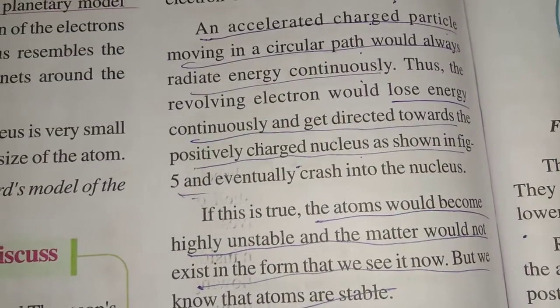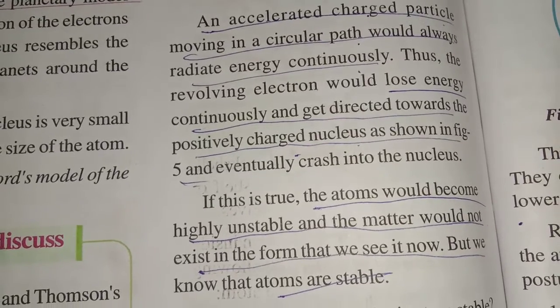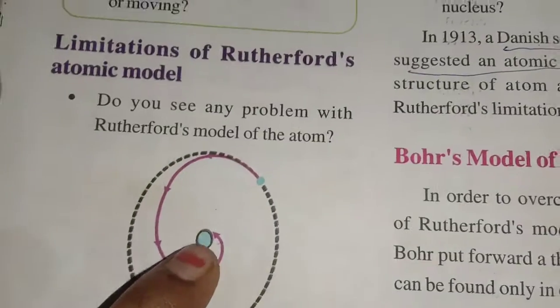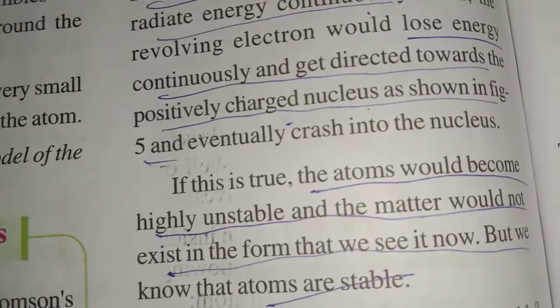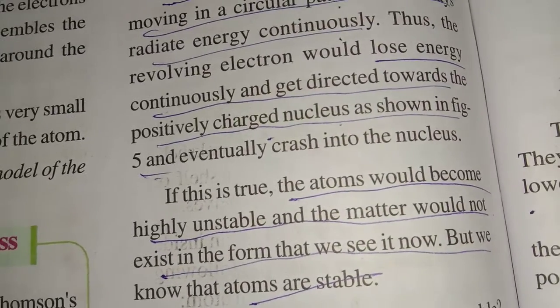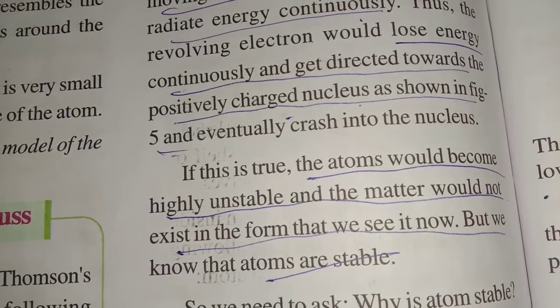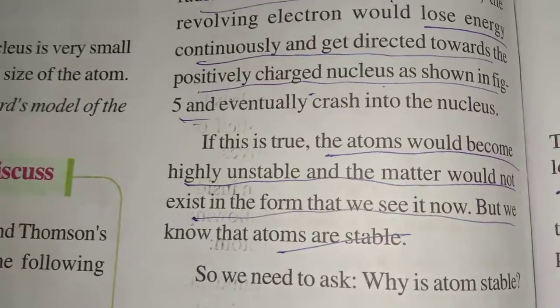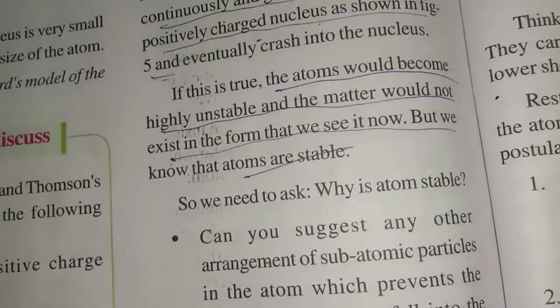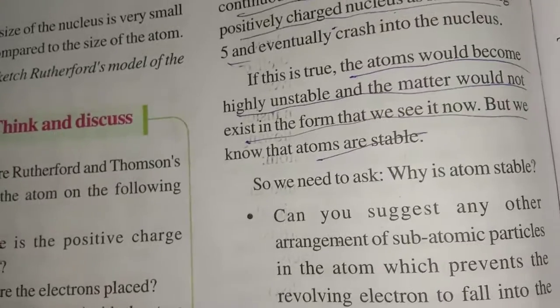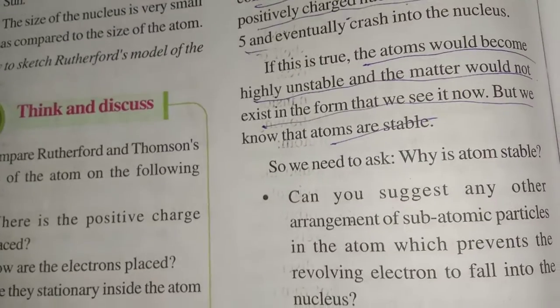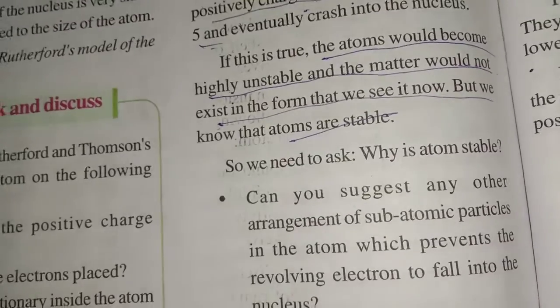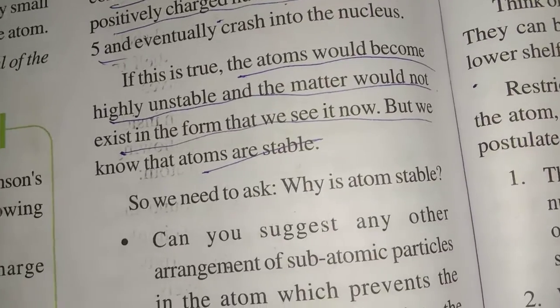Near the nucleus. So you can just see here, the electron continuously gets directed towards the positively charged nucleus, as shown in figure A, and eventually crashes into the nucleus. If this is true, the atom would become highly unstable and matter would not exist in the form that we see it now. So according to his model, if the electrons revolve around the nucleus and then collapse, there would be no atom. But the atom is existing, right? We know that atoms are stable.